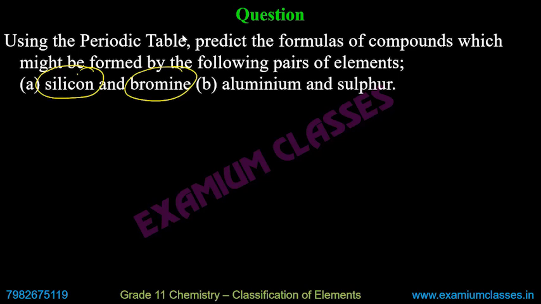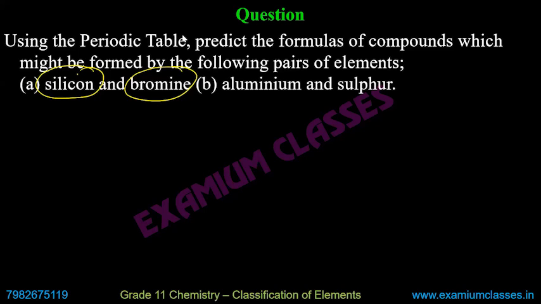Because silicon lies in the 14th group, so there are 4 valence electrons, and bromine lies in the 17th group, so there is 1 electron. Okay, fine. Then next one, aluminum and sulfur. What will be the formula? May I tell? Okay, Kartikeya, yes.